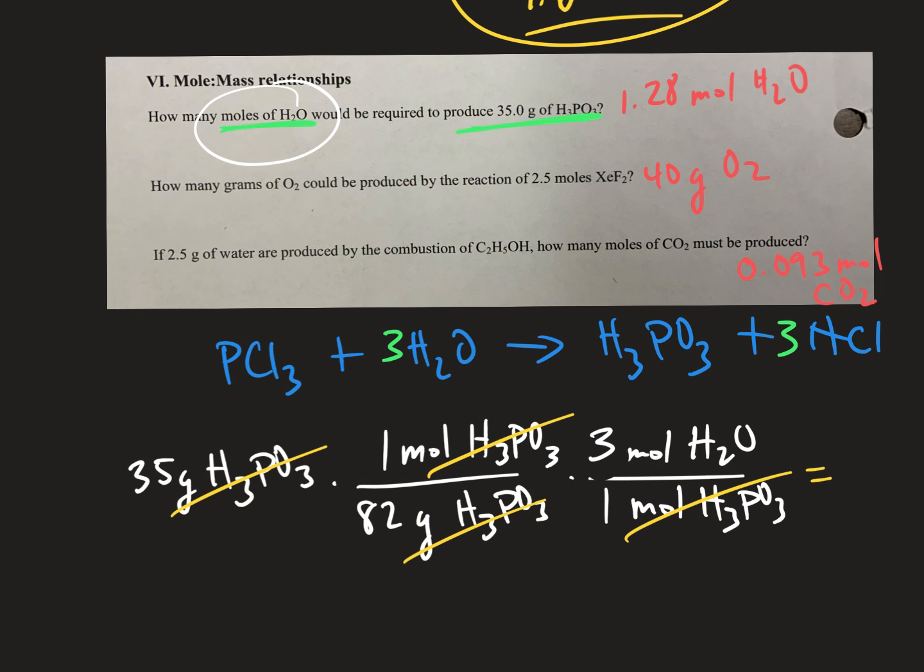35 divided by 82, multiplied by 3, should give us 1.28 moles of H2O. Okay? Questions?